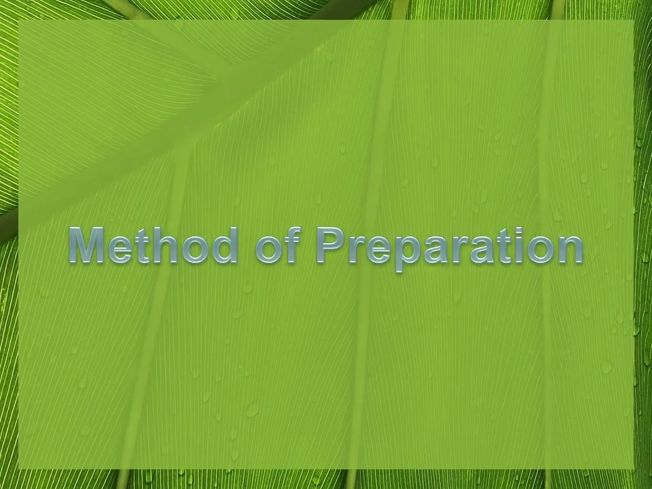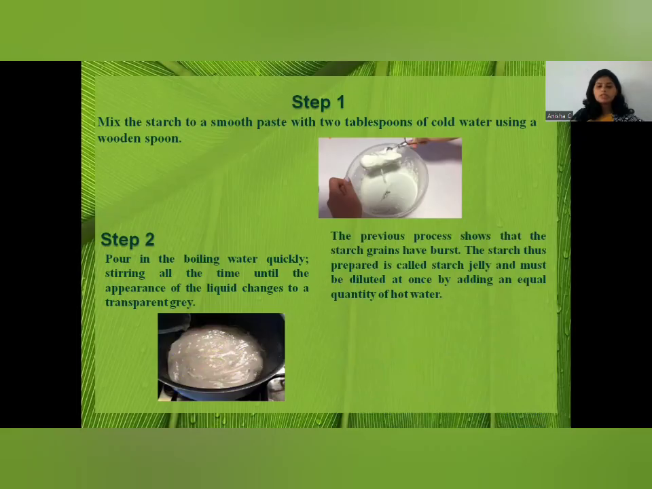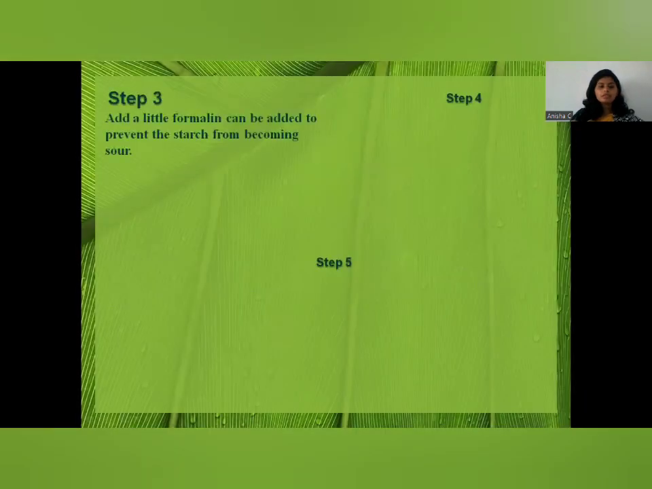Method of preparation of boiling water starch. Step 1. Mix the starch to a smooth paste with 2 tablespoons of cold water using a wooden spoon. Step 2. Pour in the boiling water quickly, stirring all the time until the appearance of the liquid changes to transparent gray. The starch thus prepared is called starch jelly and must be diluted at once by adding an equal amount of hot water.